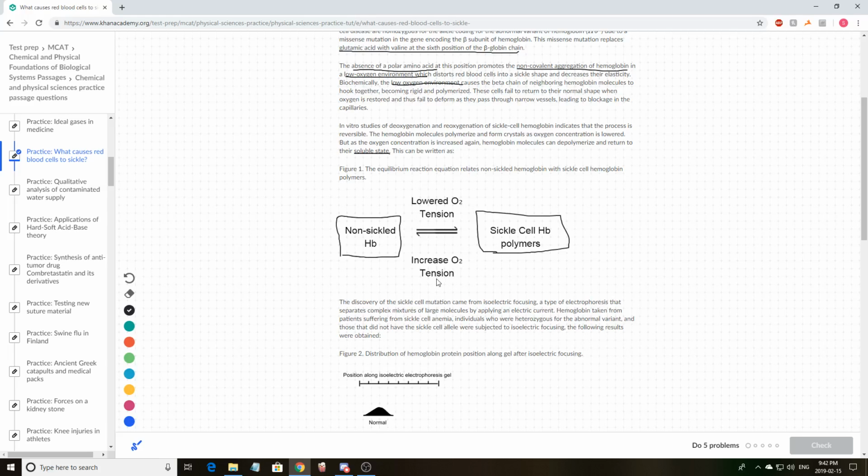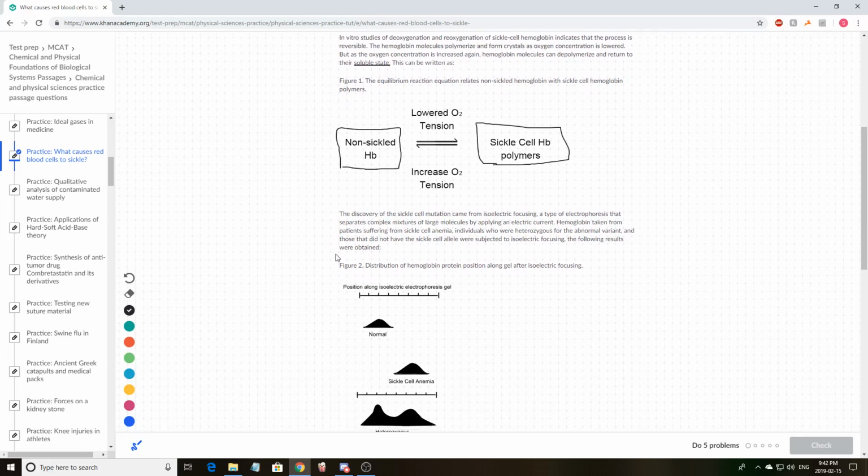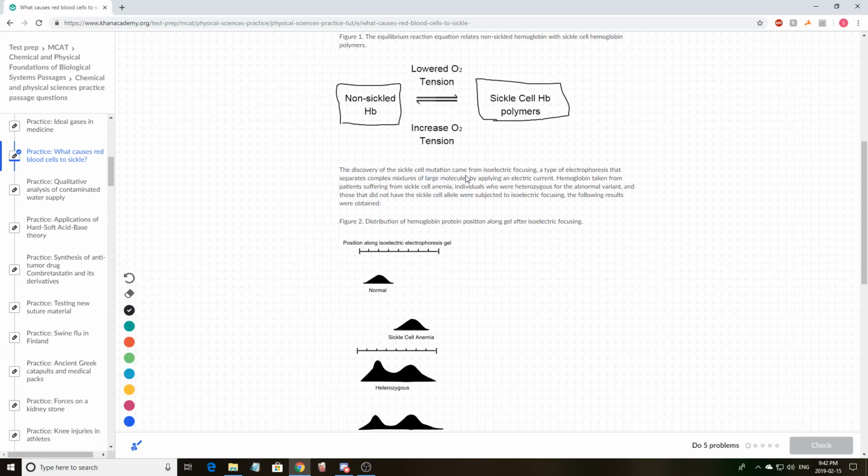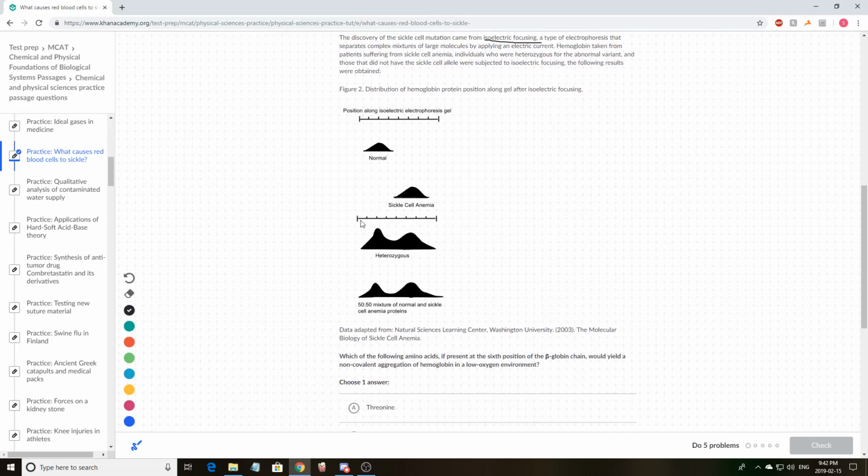depending on how much oxygen is available. Okay? It says the discovery of the sickle cell mutation came from an isoelectric focusing experiment, a type of electrophoresis that separates complex mixtures of large molecules by applying an electric current. Hemoglobin taken from patients suffering from sickle cell anemia, individuals who were heterozygous for the abnormal variant, and those who did not have the sickle cell allele were subjected to isoelectric focusing. The following results were obtained. So they did an isoelectric focusing experiment, and this is what they found.